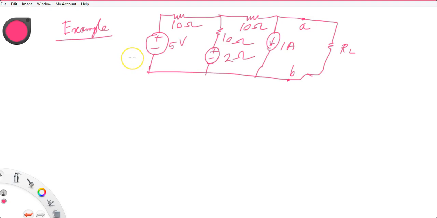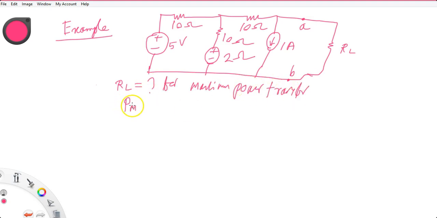We will consider this example. Find the value of RL for maximum power transfer. What is this maximum power? So if we need to find the RL for maximum power transfer, and what is the P max? This is a GATE question. So first of all, what will be the RL?